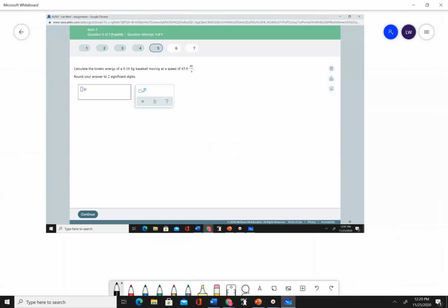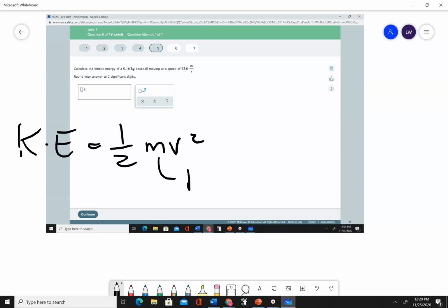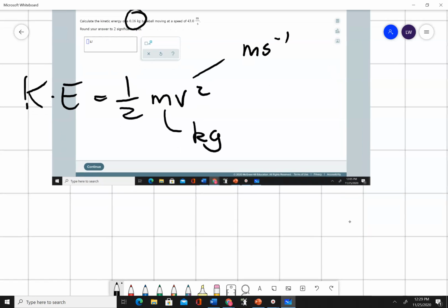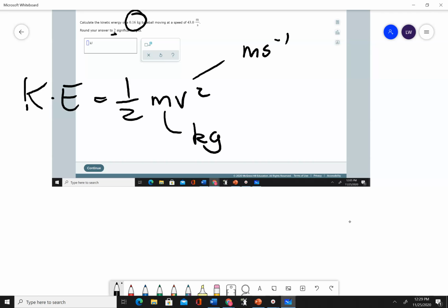The key things here are to make sure you get your units correct and your sig figs correct. So we know that kinetic energy equals 1/2 mv squared. M has to be in kilograms, which is convenient because in this case they gave it to you in kilograms, and velocity has to be in meters per second, which again they gave it to you in. So the only thing we've got to do here is round correctly to 2 significant figures. So this is a baseball.